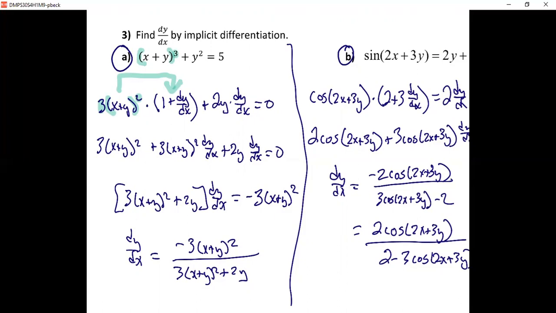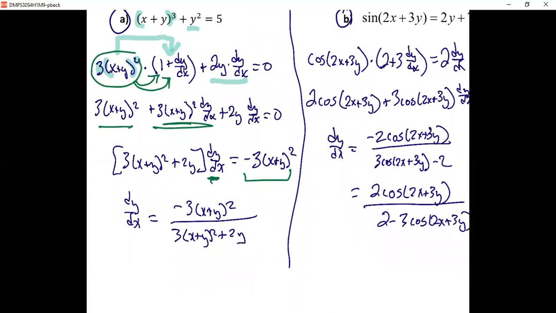Then derivative of y squared is 2y, is 2y dy dx. Derivative of 5 is 0. Once again, we have multiple dy dx's. Since we have multiple dy dx's, what we're going to have to do first is distribute this whole expression to both the 1 and the dy dx, which is why I have 2 distinct terms here. And then, like before, we factor out the dy dx, which is what I did here. And then bring the other term to the other side, and then simplify, or divide to simplify.